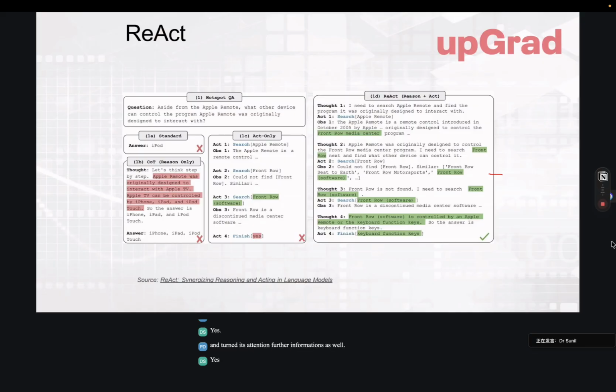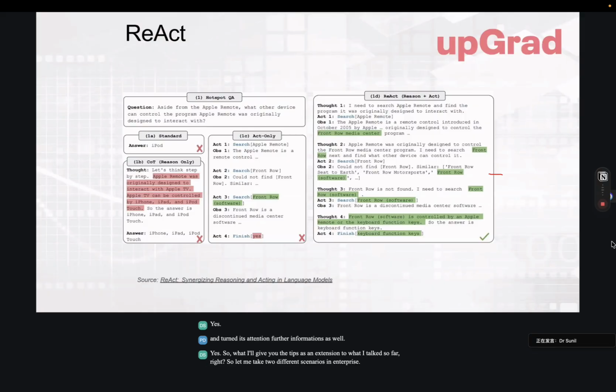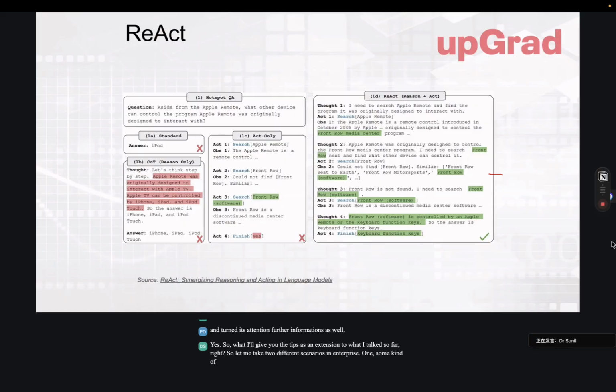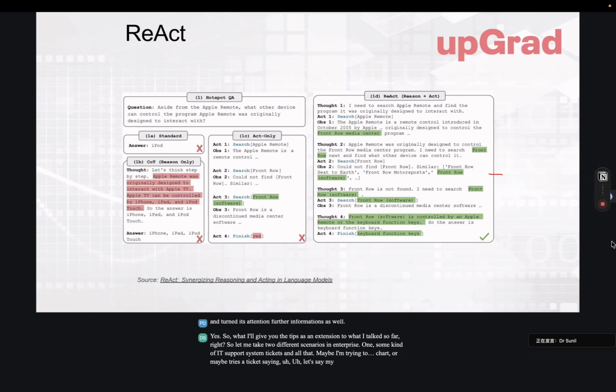Yes. So I'll give you tips as an extension to what I talked about so far, right? Let me take two different scenarios in the enterprise. One is some kind of IT support system tickets. Maybe I'm trying to chat or raise a ticket saying, let's say, my application or VPN is not really working. I keep getting some kind of application not found or server not found error.